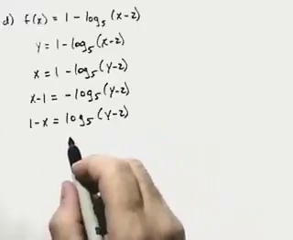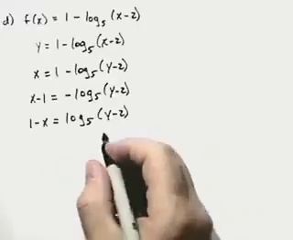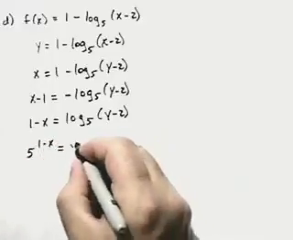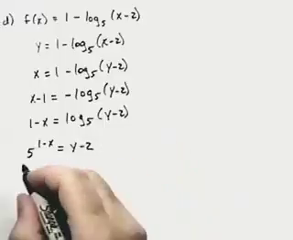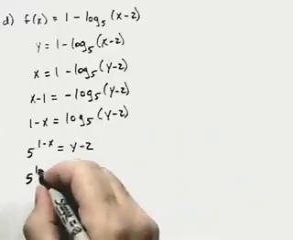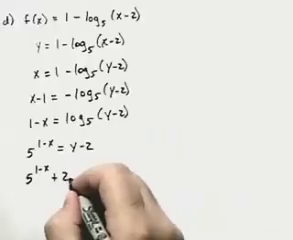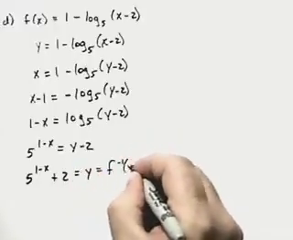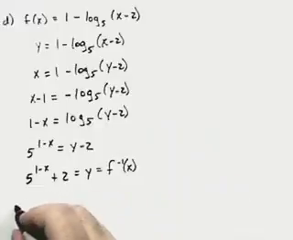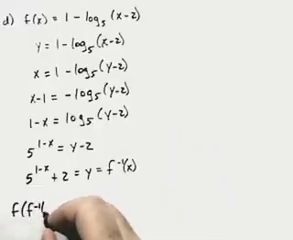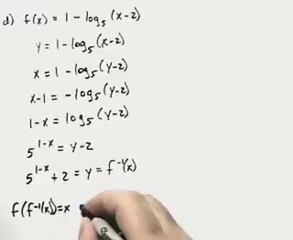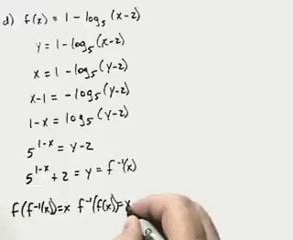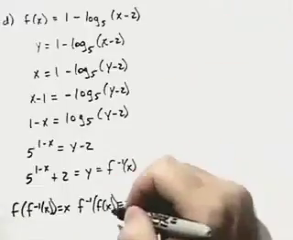And here we have a logarithmic form. If we change to an exponential form, we can write 5 to the 1 minus x is equal to y minus 2. And then solving for y, we get 5 to the 1 minus x plus 2 is equal to y, which is our inverse function. And we should verify that f of f inverse of x is equal to x, and f inverse of f of x is also equal to x. And we'll leave that check up to you.